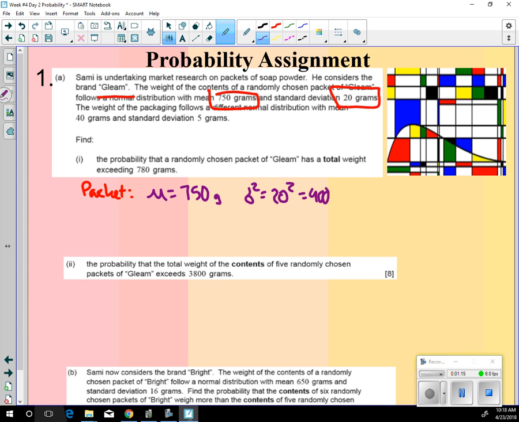Okay, and then they have a tiny packet, the weight of packaging. So I would call this an individual packet. The mu is, you would just add 40 to 750. So this is going to be 40 grams. And here the standard deviation is going to be 5 squared, or 25.